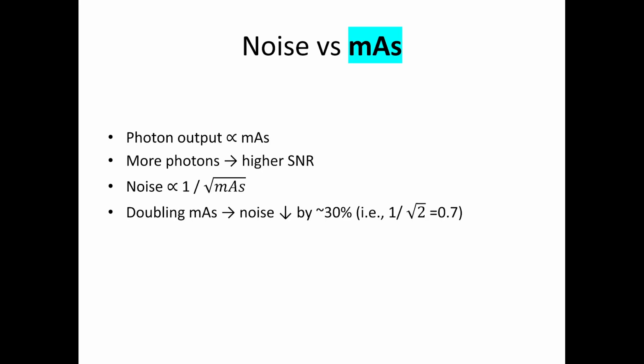Noise versus mAs. mAs controls the number of X-ray photons the tube produces. The more photons you have, the lower the noise. The key relationship is noise decreases with the square root of mAs. For example, if you double the mAs, you reduce noise by about 30%, because 1 over square root of 2 equals about 0.7. This is why mAs gives a smooth, predictable improvement in image noise.